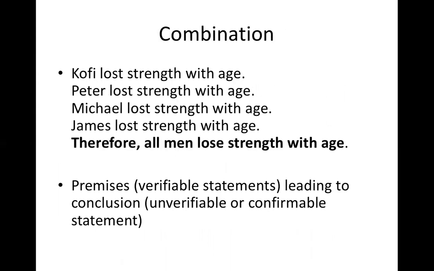So this is the combination. You have verifiable statements as premises, and you have confirmable statements as conclusion. So the premises, which are verifiable statements, are leading to the conclusion, which is an unverifiable or confirmable statement. So normally premises are verifiable statements and conclusion is normally confirmable statements. And by now you should begin to see the difference between verifiable and confirmable statements. You should see the nature of verifiable statements, how they are written, and then you should also see the nature of confirmable statements.